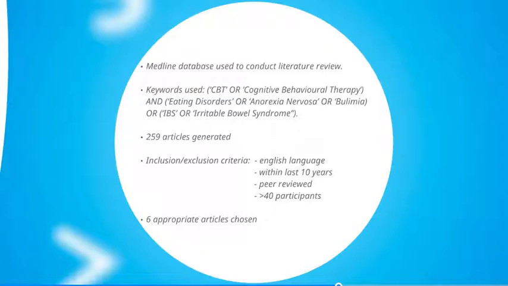Following the keyword search, specific inclusion and exclusion criteria were applied. Firstly, articles were required to be in the English language and be published during the last 10 years. This search generated 259 articles. Further inclusion and exclusion criteria were then applied, which included the articles being peer-reviewed and including more than 40 participants. The resulting studies were reviewed and assessed as to whether they met the specified criteria, which resulted in 6 articles being selected to carry out this literature review.